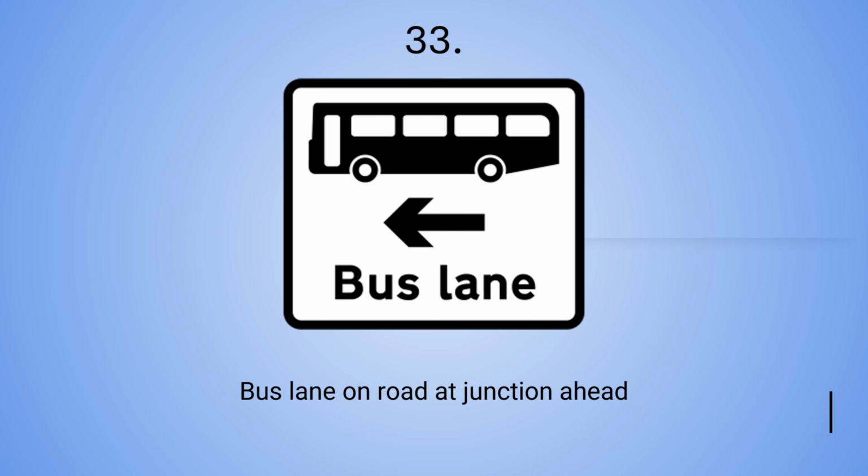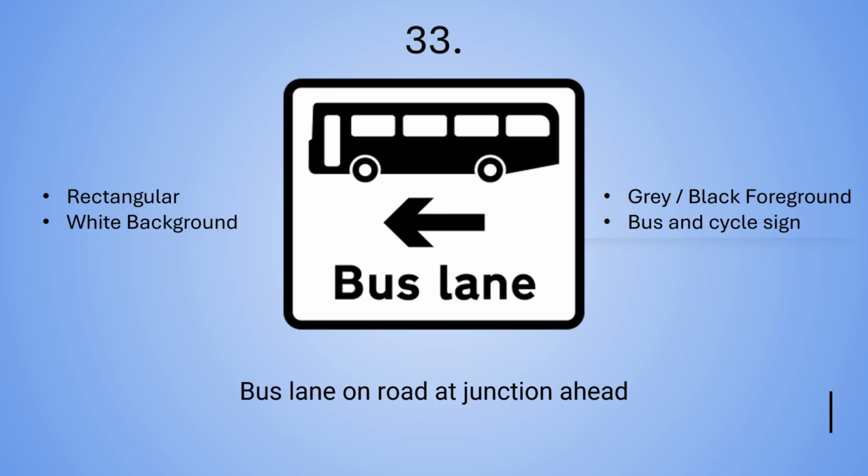Sign number 33. The meaning of this sign is a bus lane on road at junction ahead. The sign is rectangular in shape on a white background with a gray or black foreground, and it's a bus and cycle sign.